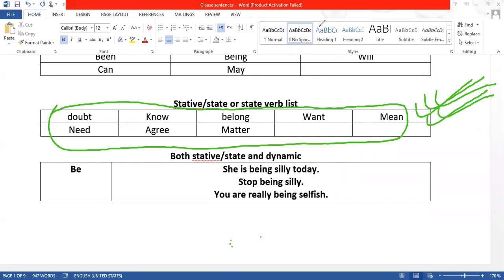But again, there are certain verbs that work as a dynamic verb and as a state verb, but they give you a totally different meaning. Like for example, this be verb, first this be.